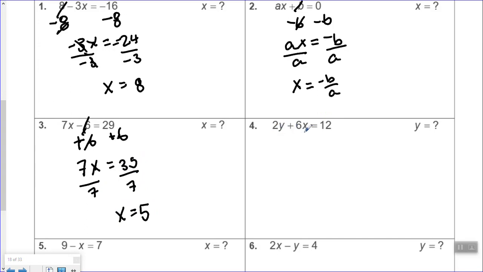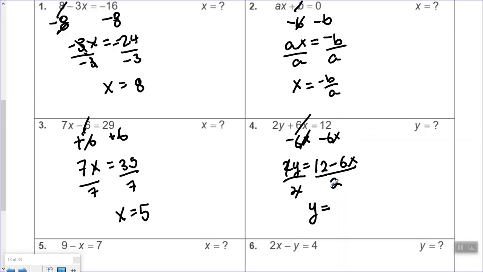Okay, 2y plus 6x equals 12. We are isolating, we are separating y. Subtract 6x first. And you bring down 2y. Here you cannot combine them. 12 is a constant. 6x, it has a variable. You cannot combine them. So you write 12 minus 6x. And then divide both sides by 2. 2 is cancelled. y is 12 minus 6x over 2.